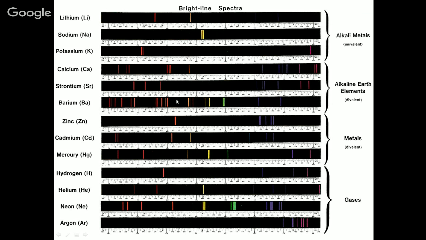So we have all of these different line spectra. And like I say, they are unique to the element from which they are produced. So you can use line spectra to identify elements. And they used to do this quite a bit back in the day.